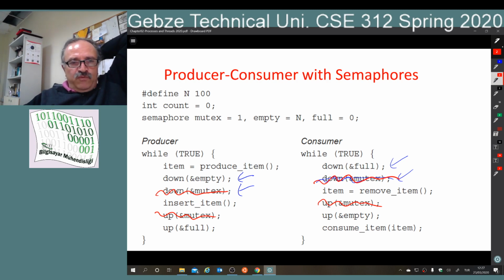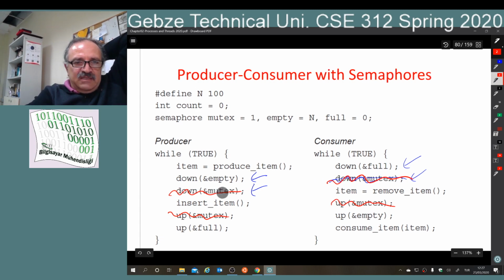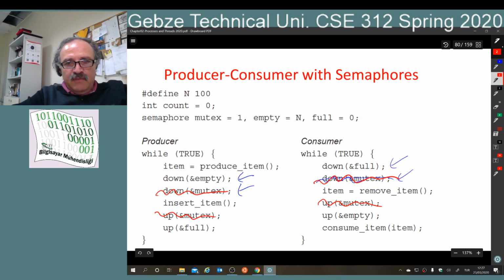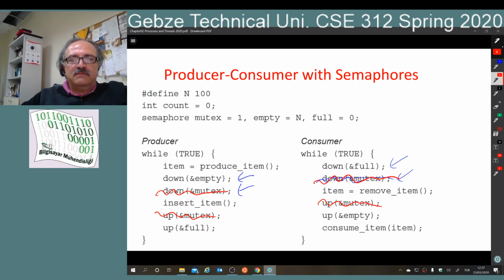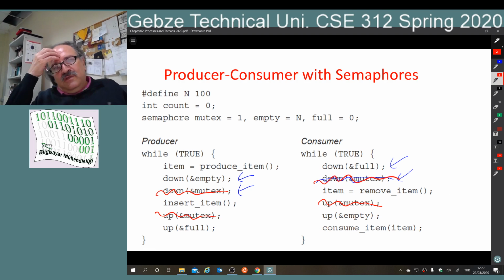If I remove these mutexes, if I remove these 4 lines, what happens? Do I need them? Because I already have 2 semaphores and they are good for synchronization and race conditions. Why do I need these mutexes?